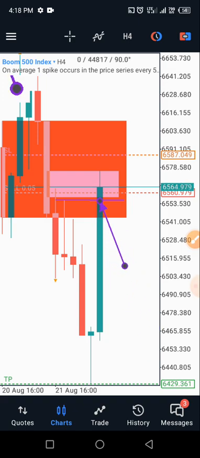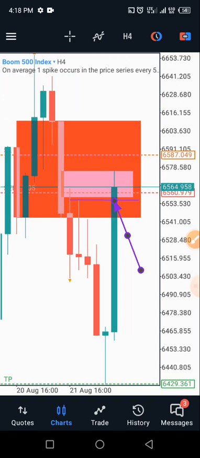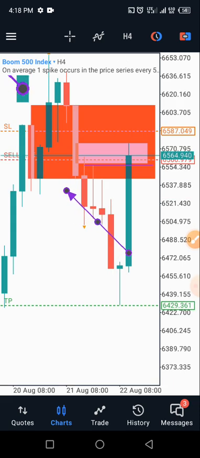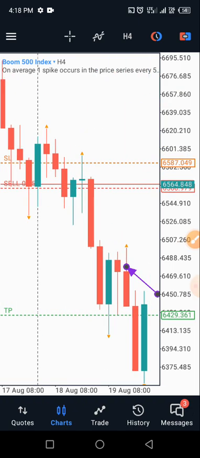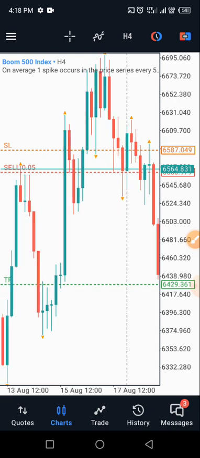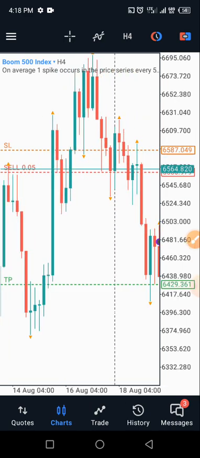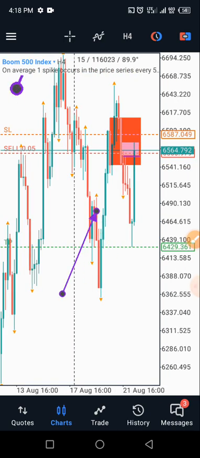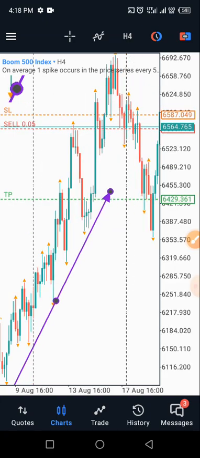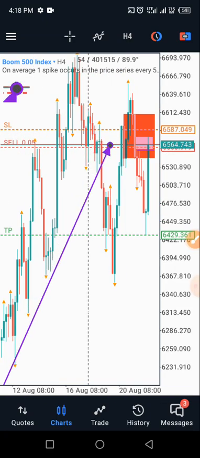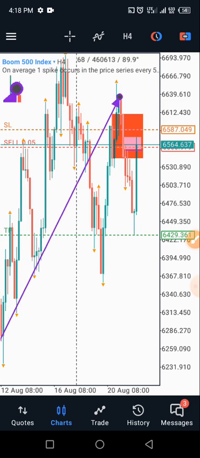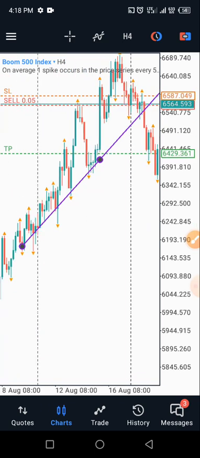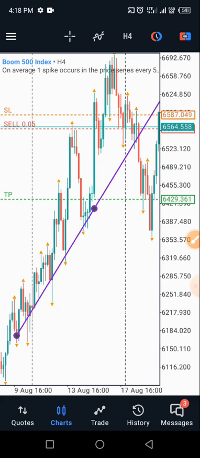Before we make use of this breaker block, we want to look out first of all for market moving from a buy to a sell. You notice that market has been buying for a while now. You can see the buy candles and the buy market here. So before we decide to join this sell market, the first thing we want to see is our change of character.